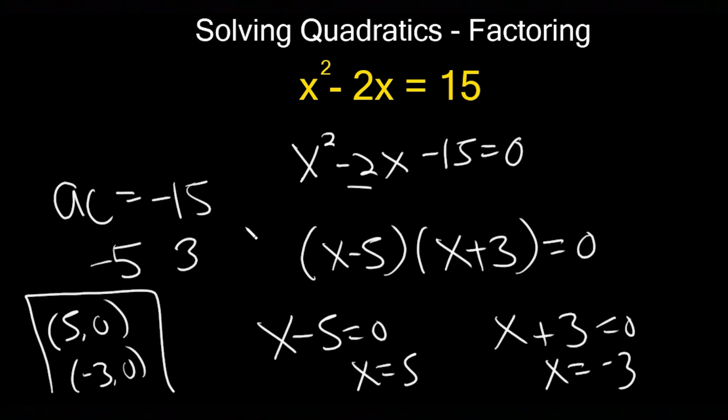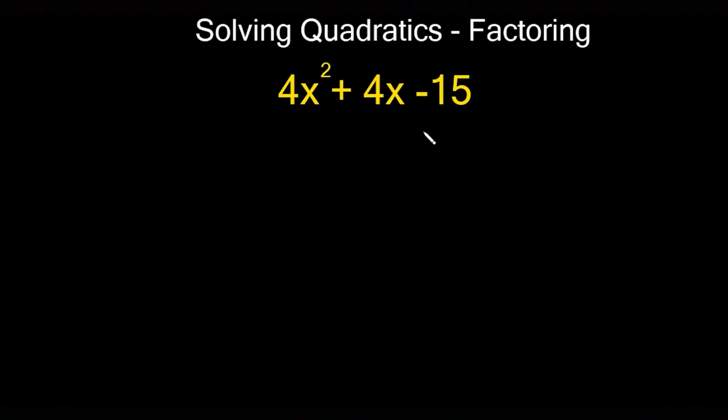All right. Okay, let's try another example. This time you're going to have to factor by grouping. Okay, so here's my next example. And your first step, set the quadratic equal to 0. So right here, this one's easy. I don't have to move anything. Just set it equal to 0.